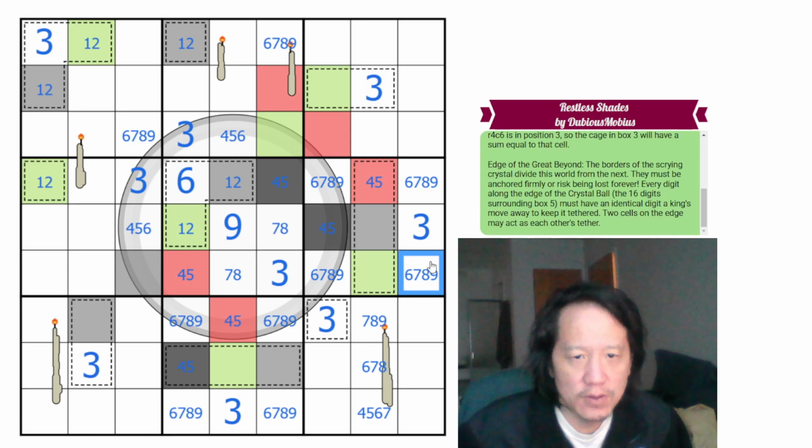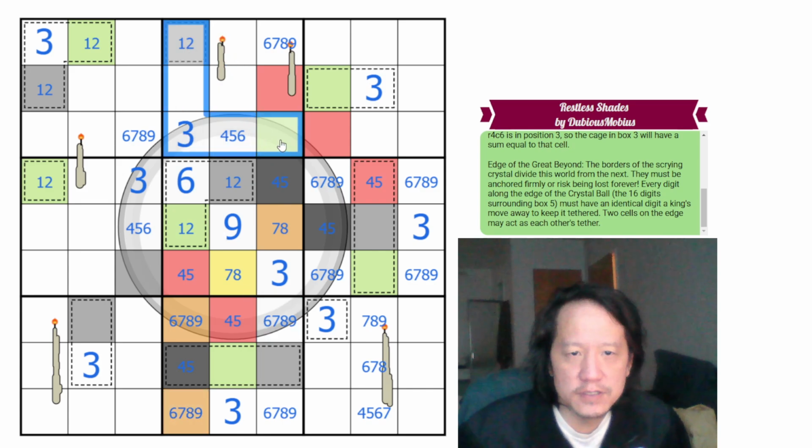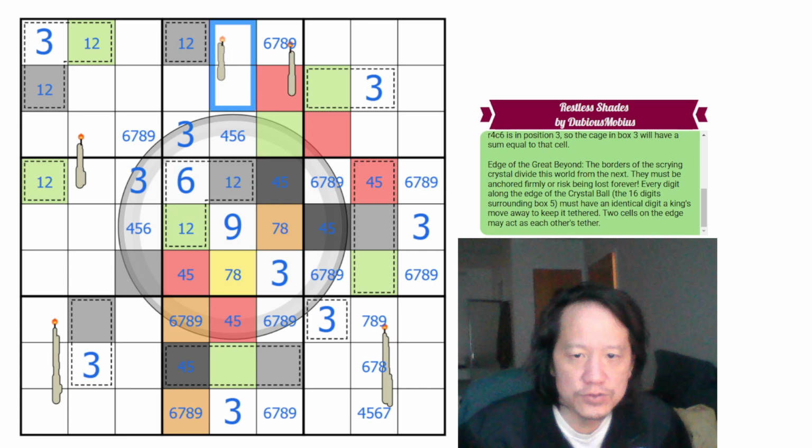Okay. What else do we know? We're going to color these yellow and orange. Where is the orange in box 8? It has to be one of these 2 cells here, right? Which means it's one of these 2 cells. Which means in box 2, where is the 7 or 8? Well, it cannot be this because of the edge of the great beyond rule set. So it must be one of these 2 cells.